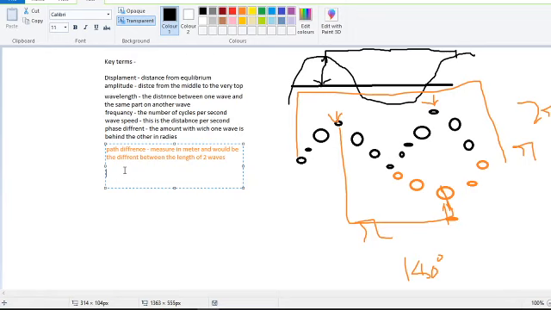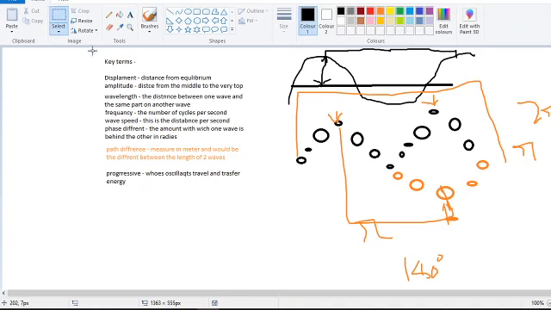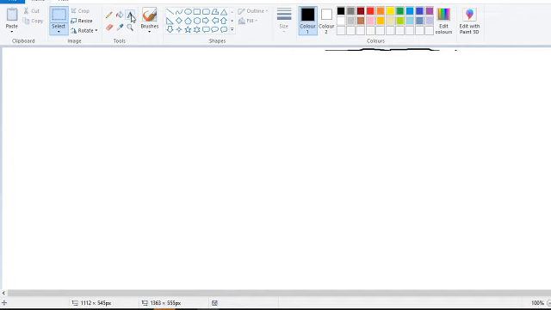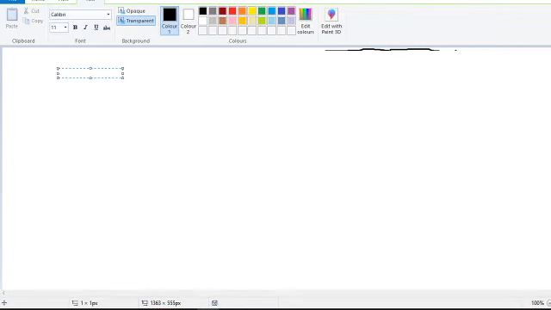Go back to black again, and progressive waves. These are waves whose oscillations travel and transfer energy. So that is mostly every wave, although we do know that stuff like transverse waves don't actually travel, they only send energy through vibrations. So that is one. This is going to be a long video, you know.